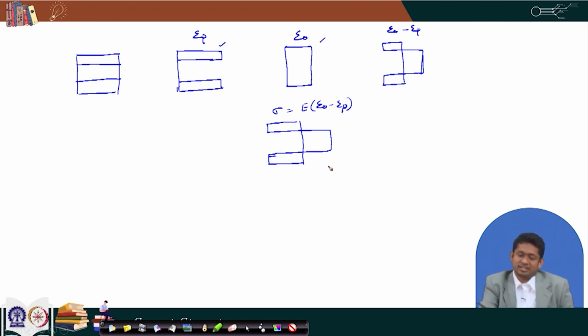And because there is no externally applied load, we will see that if I find out the force corresponding to this and this, and if I find out the force corresponding to this, on being added it becomes 0, because the direction of these two forces is opposite to this force. So, if I find out the force corresponding to this sigma, and the force corresponding to this sigma, if I add it up, that should be equal to the force corresponding to this sigma when there is no externally applied force.